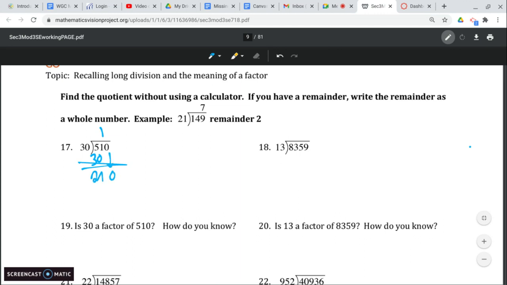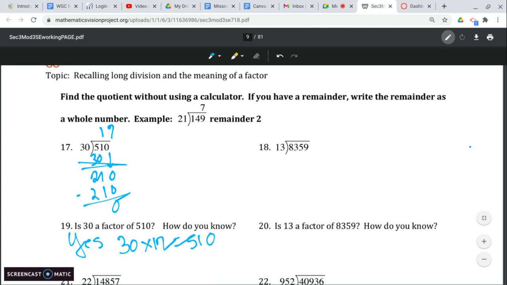Now, how many times can 30 go into 210? Well, think about it instead. How many times can 3 go into 21? 7 times. So we put our 7 up there. So 210, subtract, we get 0. So is 30 a factor of 510? Yes. 30 times 17 equals 510.